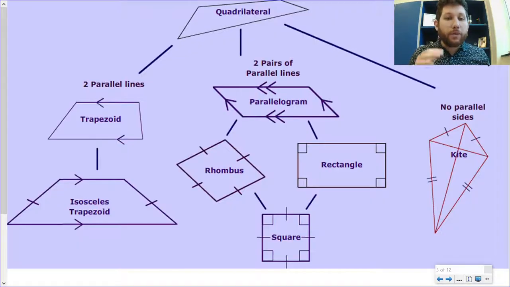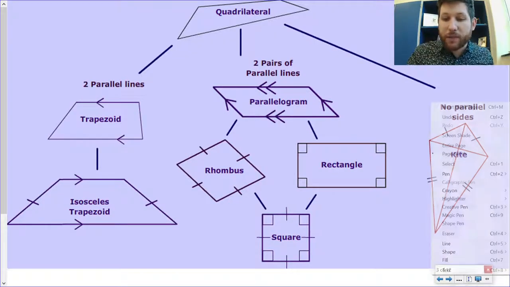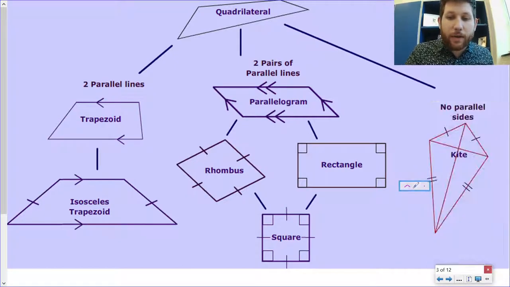Now, why do we need to talk about parallelograms? Well, I'm so glad you asked. Let me tell you why. This is a really nice picture that comes from mathwarehouse.com, and they have some really good stuff on quadrilaterals. One of the things they have is this nice little flow chart of the different shapes. So remember, a quadrilateral is any shape with four sides.